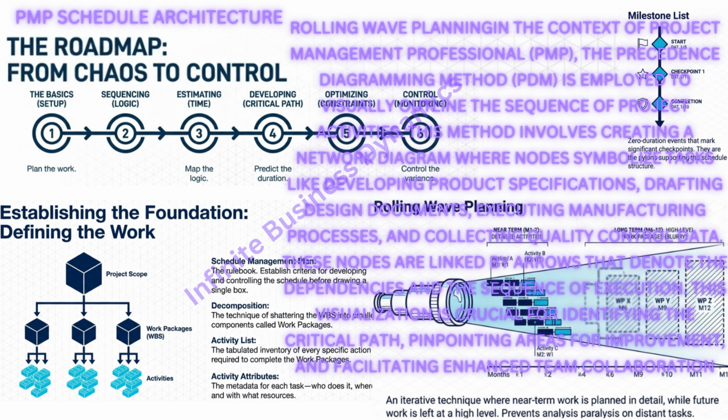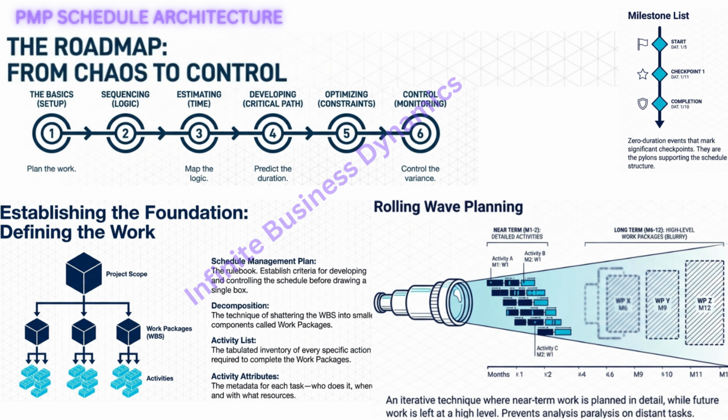Now, there's a strategy mentioned here called rolling wave planning. And I want to dig into this because it feels like a license to not plan everything right away. It's not laziness, I promise. It's realism. Rolling wave planning just says, plan the near term in super high detail down to the day, maybe even the hour. But for work that's 6 months out, keep it high level. A big bucket. Just a big bucket.